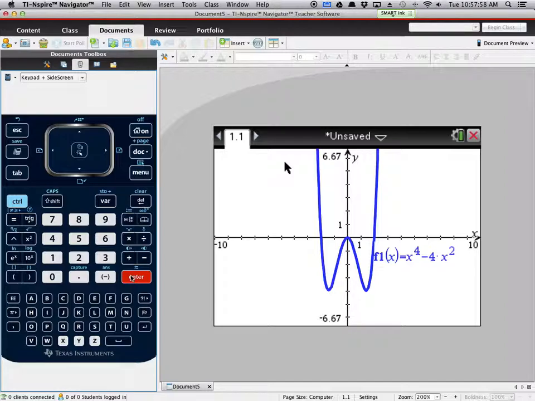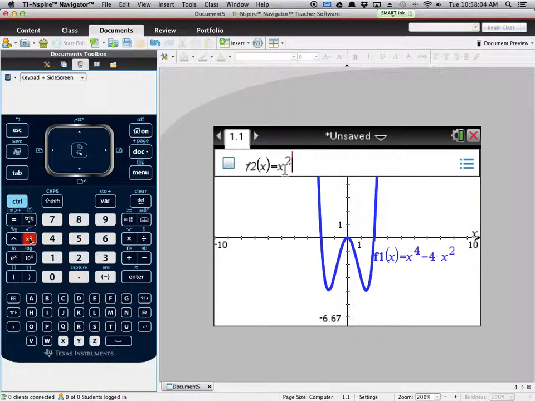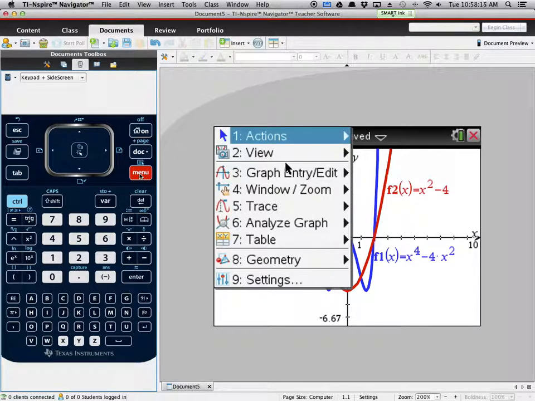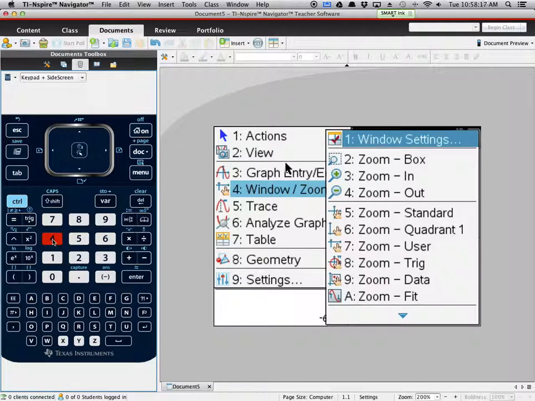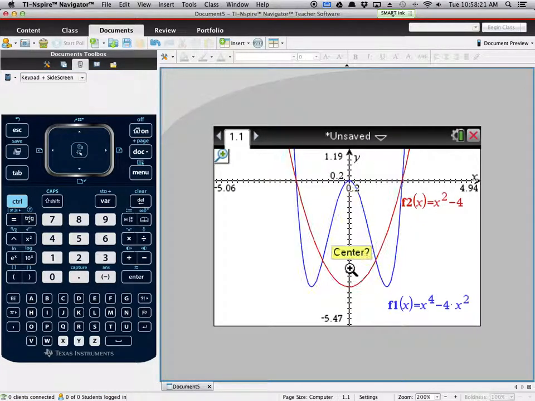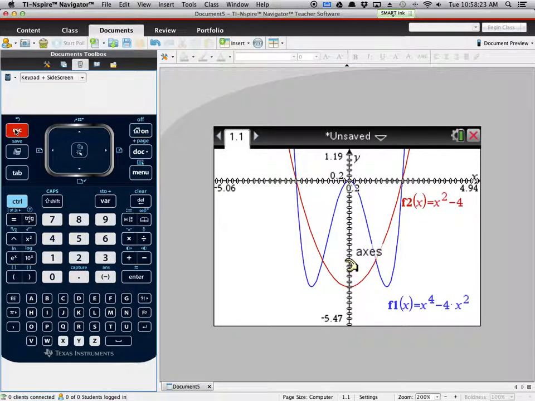What do I do to be able to get in another equation? Tab. And the other one is x squared minus 4. Press enter. I'm going to go ahead and zoom in a little bit. So I'm going to do menu, window, and zoom in. Then I click where I want to zoom in. That gives me a little bit better view. When I'm done zooming, I press escape.